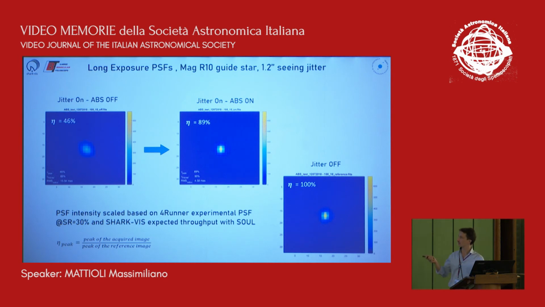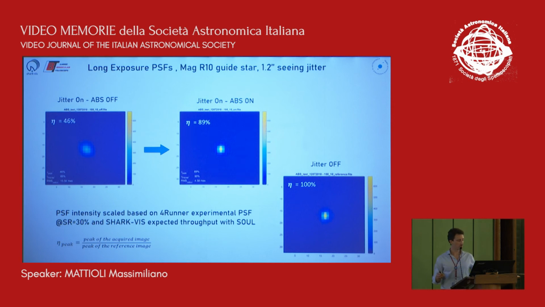This is a result obtained with a star magnitude of 10 and a seeing of about 1.2 arcseconds. This intensity is scaled based on the previous acquisition data, in which we had a Strehl ratio of about 30%. And also the flux is obtained as the expected throughput with SOL.